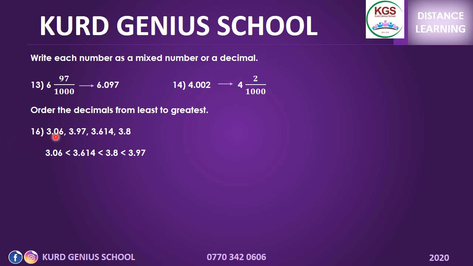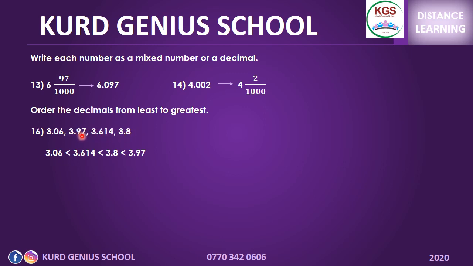We have 3.06, 3.97, 3.614, 3.8, or you can say 3 and 6 hundredths, 3 and 97 hundredths, 3 and 614 thousandths, and 3 and 8 tenths. We have to order these numbers from least to greatest. So start comparing from the first place. They're all equal, so it doesn't change. We have to compare the second place. Here we have 0, 9, 6, 8. So the 0 is the least. Write it first.